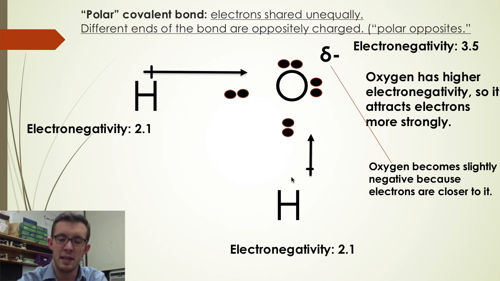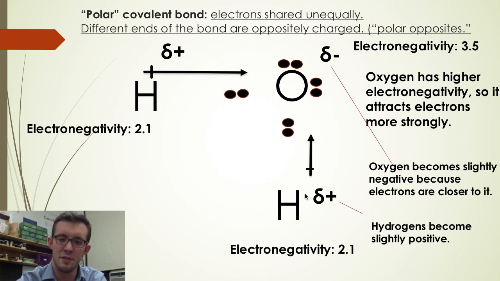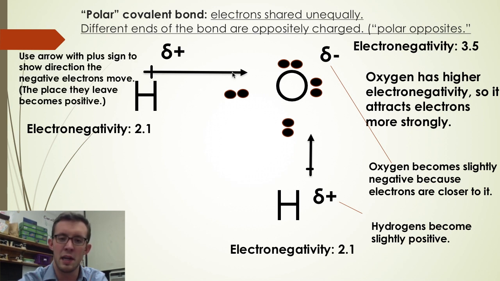Meanwhile, the hydrogens, because they are ever so slightly losing their electrons in oxygen's direction, become slightly positive. And again, we use this squiggle Greek letter to show that the hydrogens are partially positive. And you'll notice too that we actually use an arrow with a little plus sign attached to it to show the direction that these negative electrons are moving. Where the electrons are moving away from becomes slightly positive, and the direction that the electrons are moving toward becomes slightly negative. So this is a polar covalent bond, where one end of the bond is slightly negative and the other end of the bond is slightly positive.